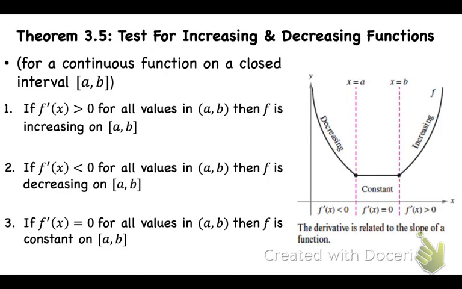Can somebody tell me what this statement right here says? F of x is greater than... Not f of x. The derivative of f is greater than 0 for all values in AB, not xy. Because AB is an interval, we're only talking x's. These are intervals, and intervals are only x's.